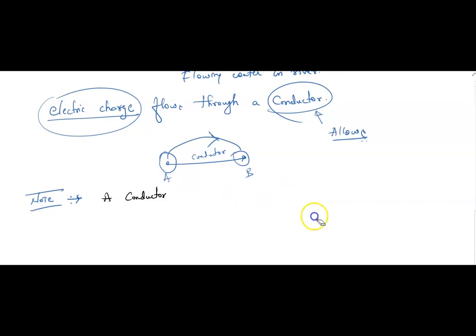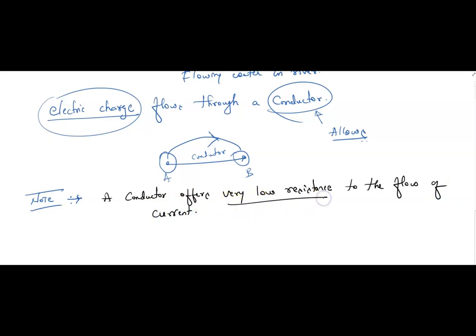A conductor offers very low resistance to the flow of current. So conductor offers very low resistance.